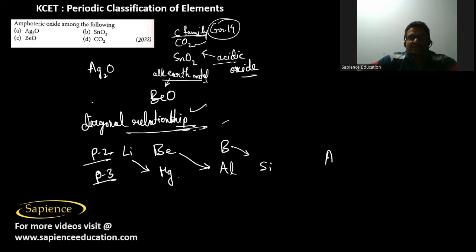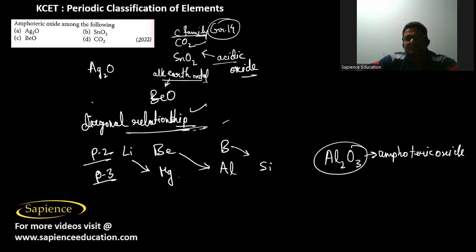So it means, since we know that aluminum oxide Al2O3 is an amphoteric oxide, the beryllium oxide also will be an amphoteric oxide only. So option C is the correct answer.